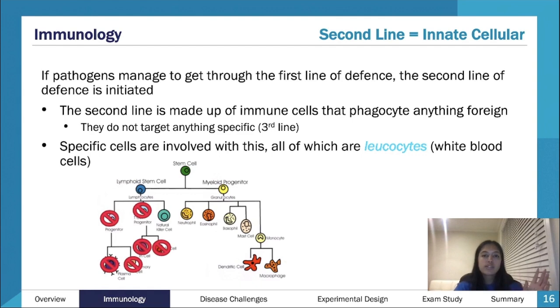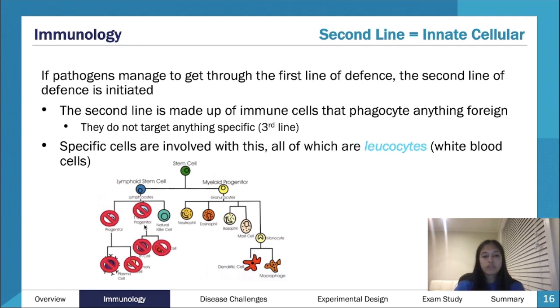Okay, so in terms of your second line, let's think: something's gone wrong with our first line. Maybe we have a big cut. Now we've got pathogens entering our internal environment. So this is when the second line kicks in. This is your innate immunity. So these are your general leukocytes. Again, this is your one size fits all.